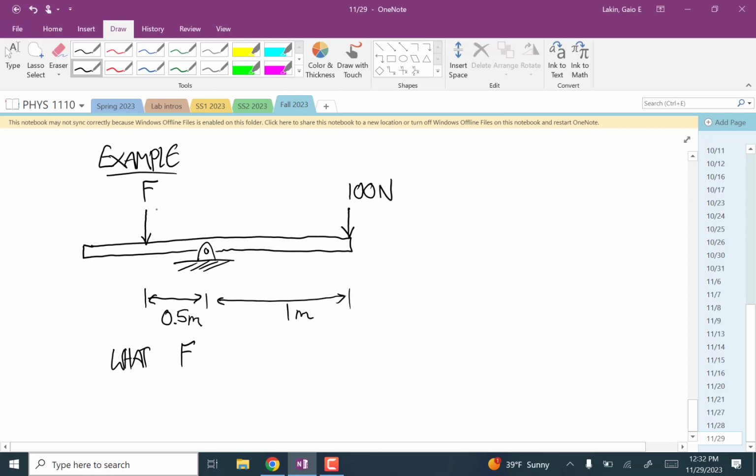What's the value of F that's required to have an angular acceleration of 0? Let's give this thing a mass. Let's say it's 20 kilograms.